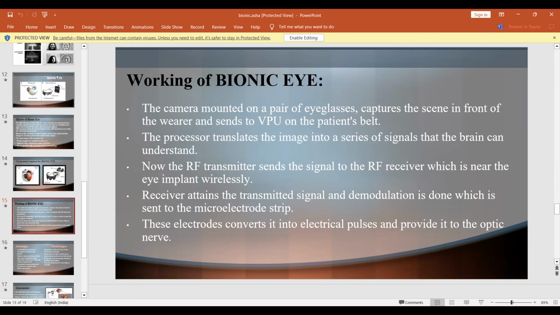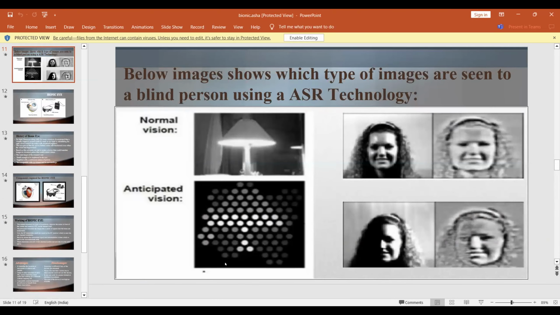As I said earlier, pixelated form is nothing but the dotted form. This is the pixelated form. Anticipated vision is nothing but the pixelated form.